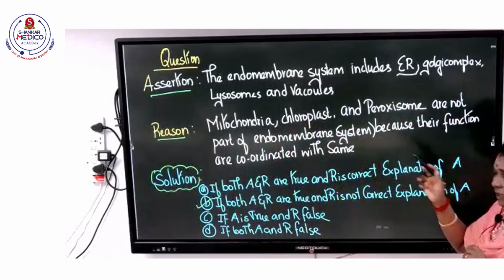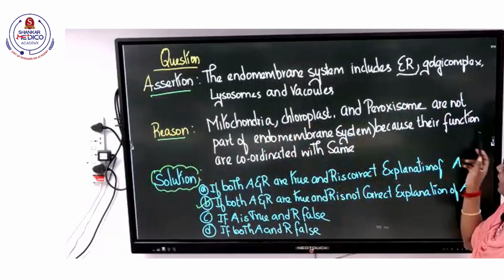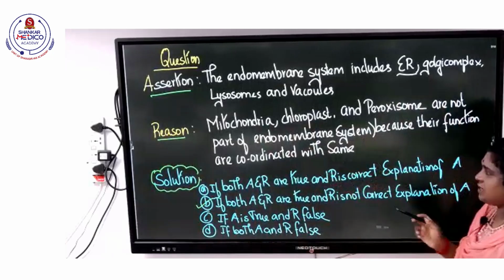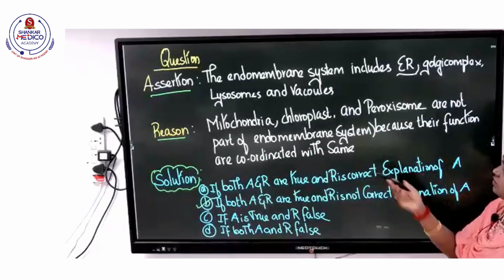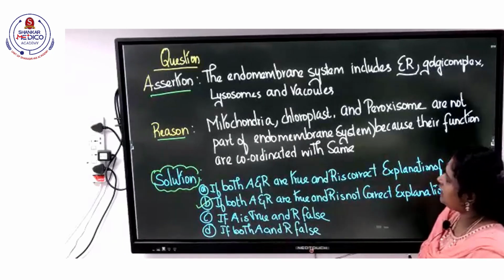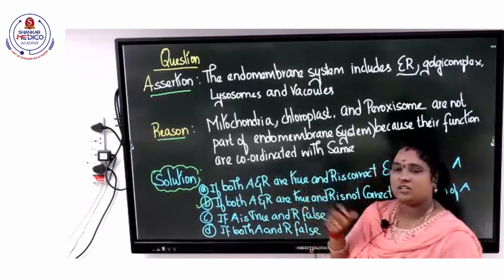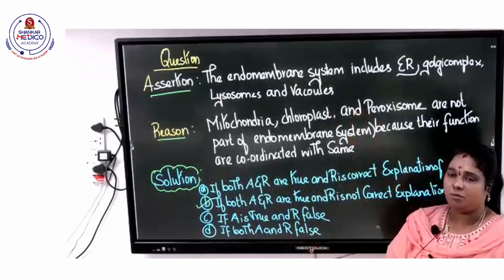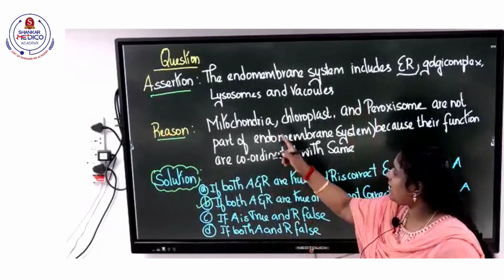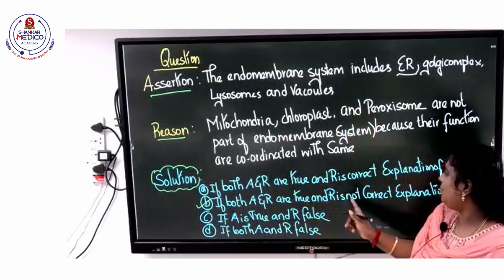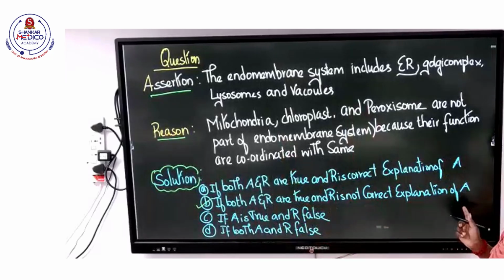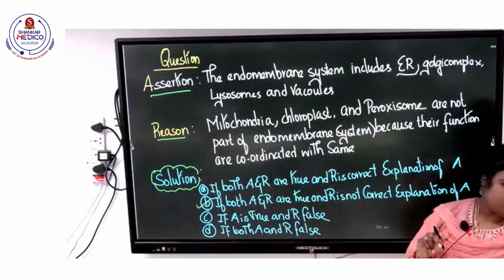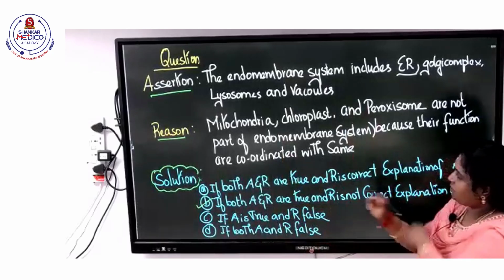What have they given next? Because their functions are coordinated with the same. So here the mitochondria also does the function in a coordinated manner. That's why they are not present in that endomembrane system. Here, both assertion and reason are true, but R is not the correct explanation of A.